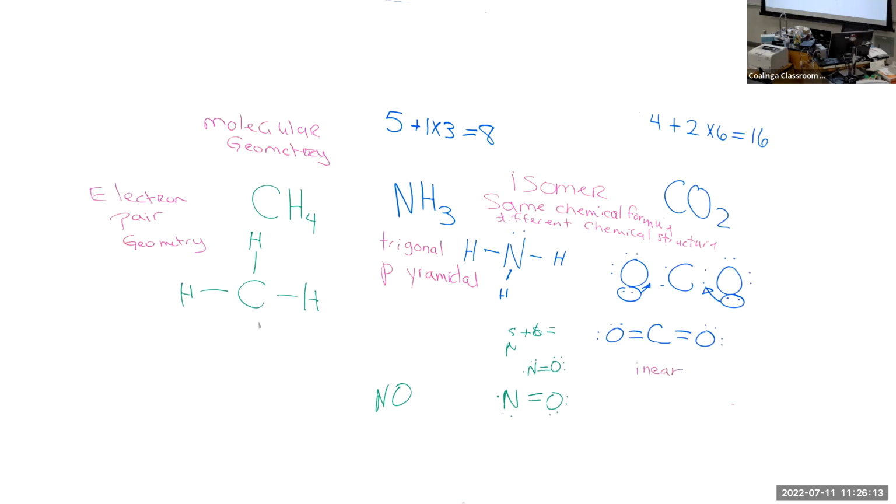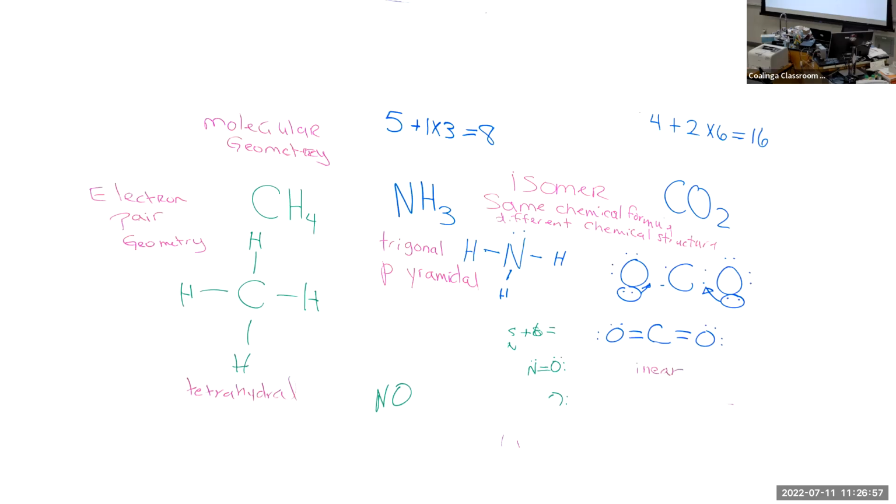This guy has 4 components, right? If you take a look at it, it has 4 sides. 1, 2, 3, 4, right? So this guy is called tetrahedral. So this guy is considered tetrahedral. For its molecular geometry, it would be tetrahedral, and then for its electron pair geometry, it would also be tetrahedral.